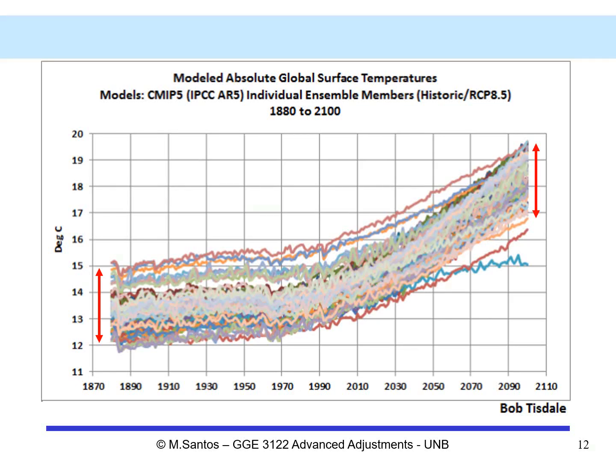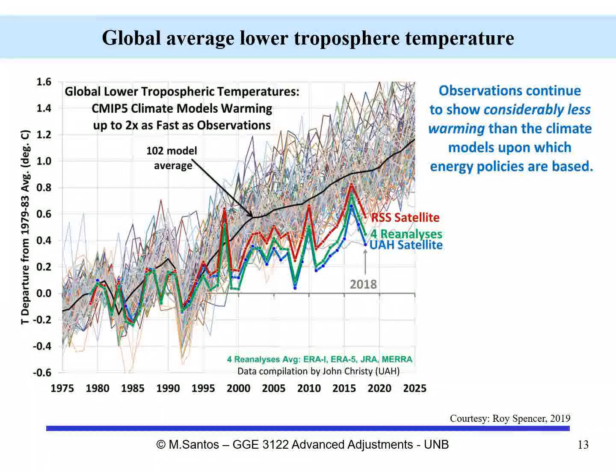Here's another figure showing basically the same thing, dating to a year ago. All 102 models are plotted. Their average is shown in black. There are 3 types of observations. The remote sensing satellite observations in red and blue. In red, the last release from Remote Sensing Systems, a company located in Northern California, and in blue, another satellite dataset from the University of Alabama in Huntsville. In green, we have the so-called reanalysis, actually the mean of 4 reanalyses.